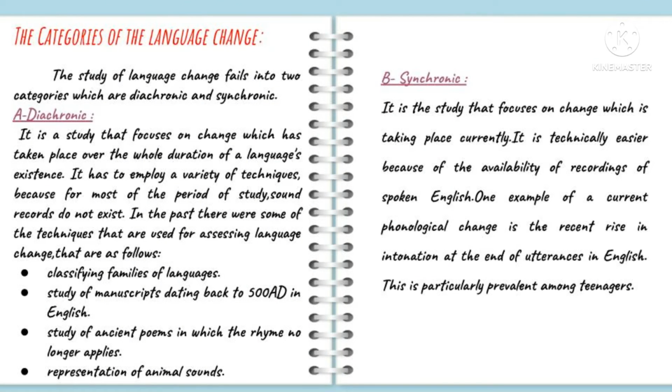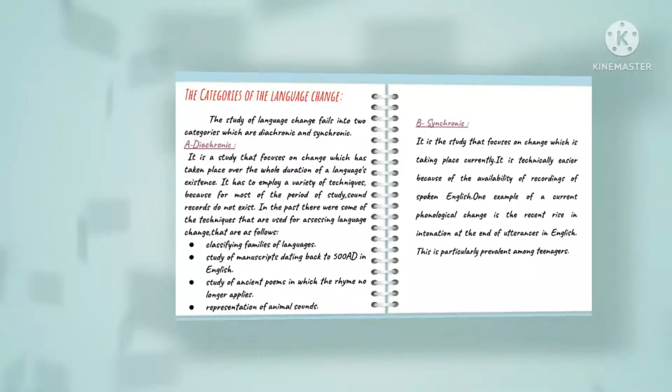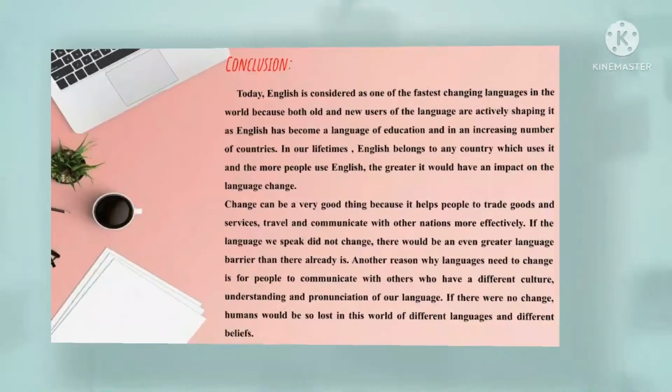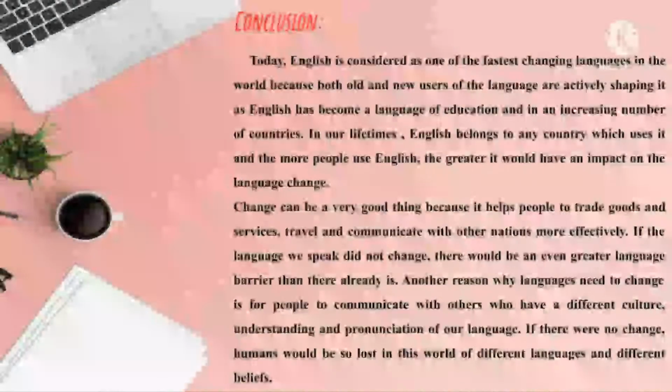B, we have synchronic. It is the study that focuses on change which is taking place currently. It is technically easier because of the availability of recording of spoken English. One example of current phonological change is the recent rise in intonation at the end of utterances in English. This is particularly prevalent among teenagers. Now let's see the conclusion.